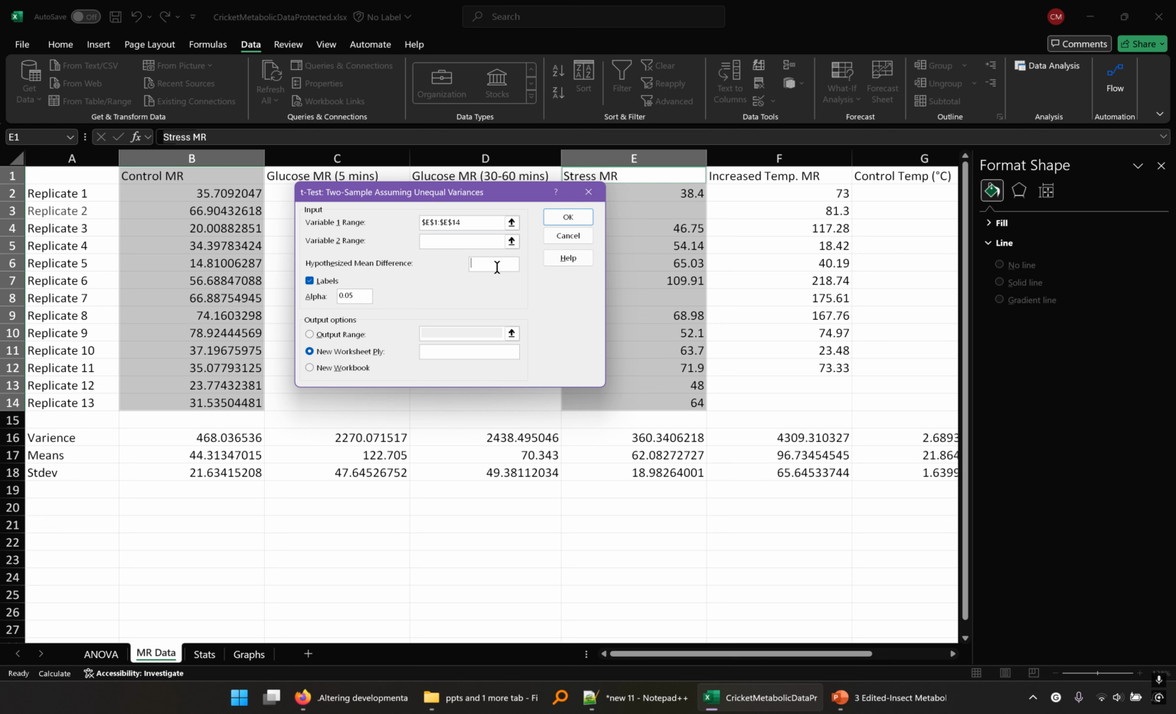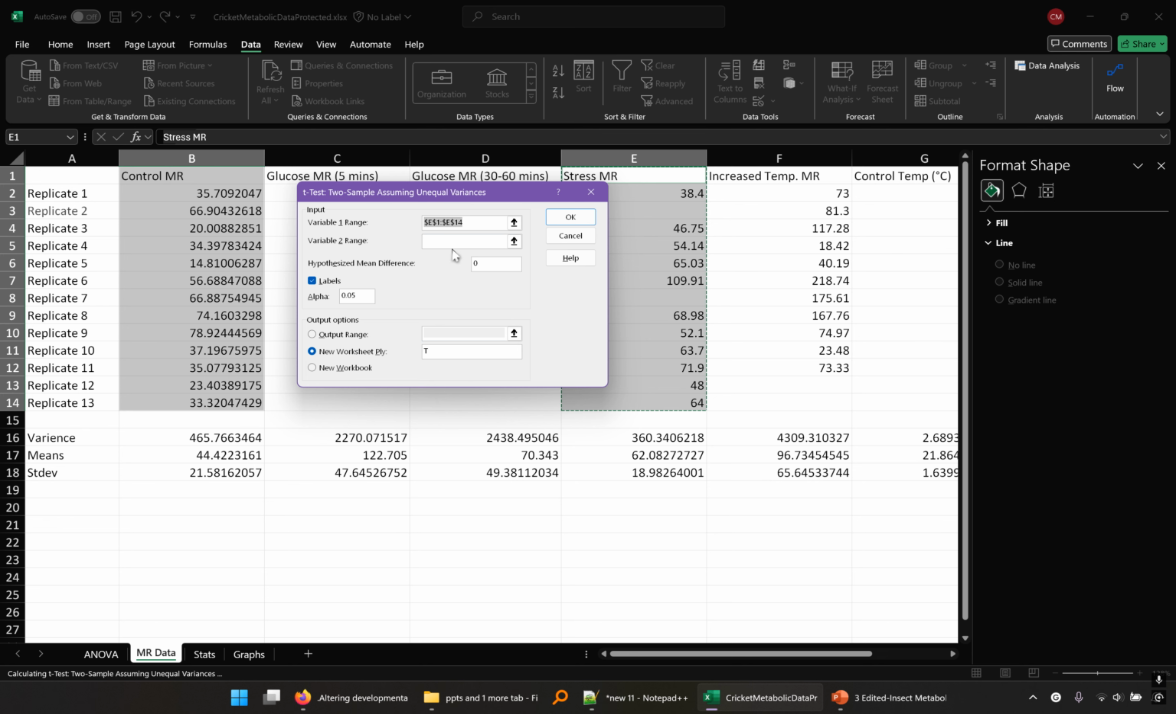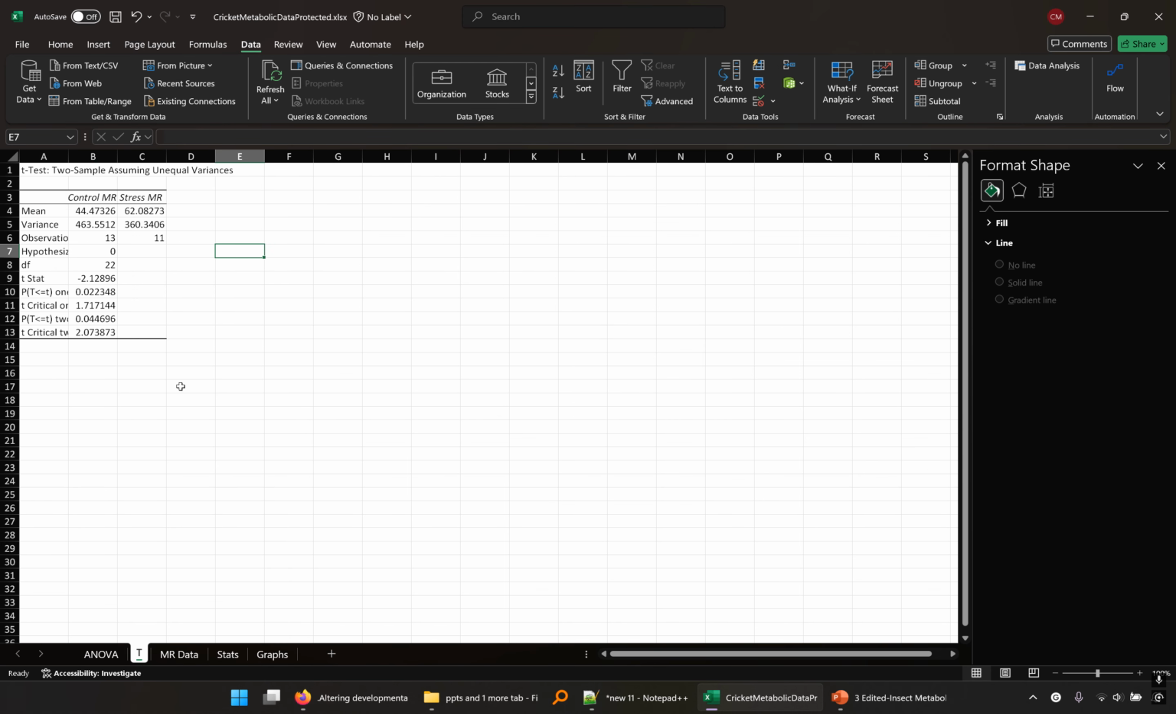The hypothesized mean difference is talking about your null hypothesis. You're assuming that's going to be 0. And I'm just going to call this worksheet T. Oh, input range 2 again. Stress versus control. So you can see on here that your t-tests are, well, they're just nearly significant.